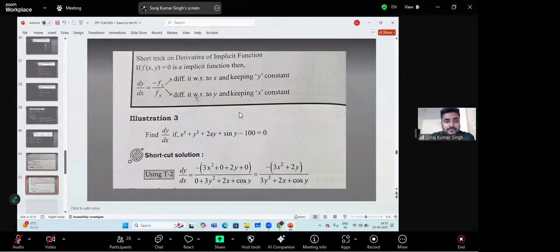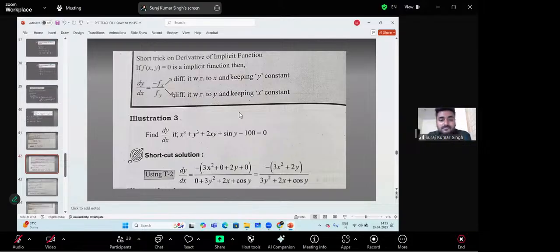Let us see another trick also. Here I have written another short trick on the derivative of an implicit function, because the students are doing implicit functions and now they have to do derivatives also. So what I am saying is, for getting the implicit derivative dy by dx, we consider the first, fx, differentiate it with respect to x keeping y as a constant. Similarly, in fy, differentiate it with respect to y keeping x as a constant. You can see this example.